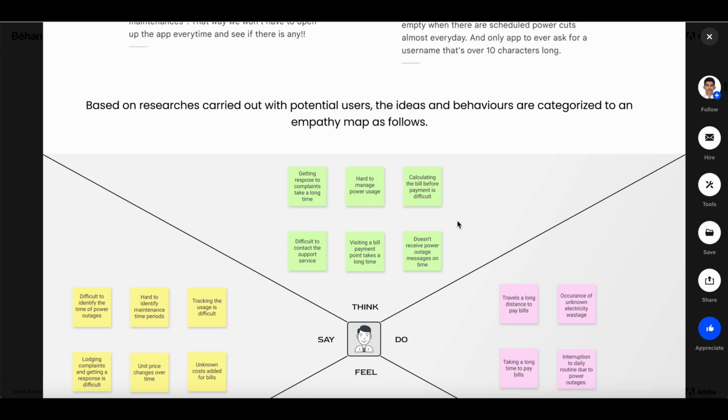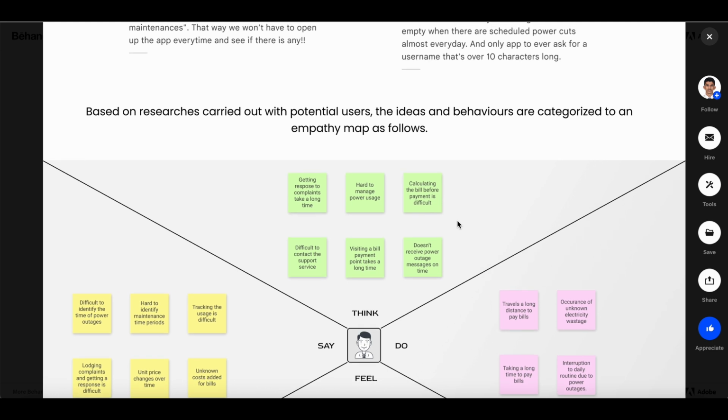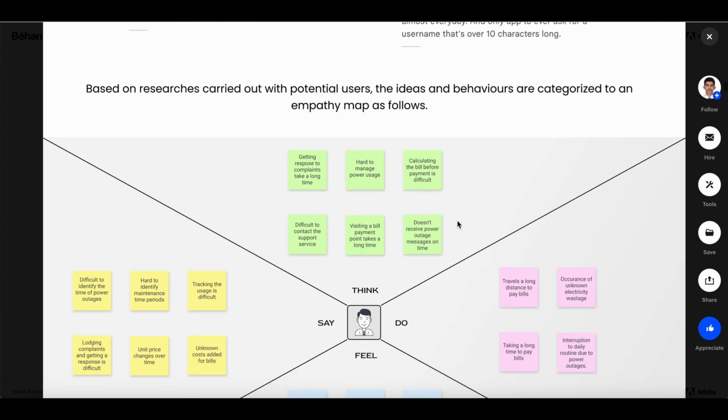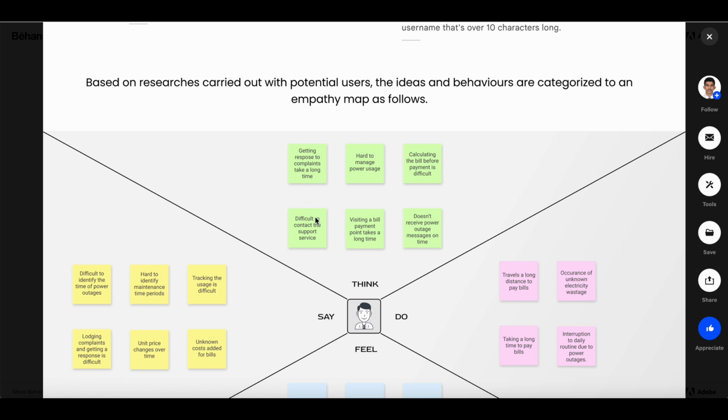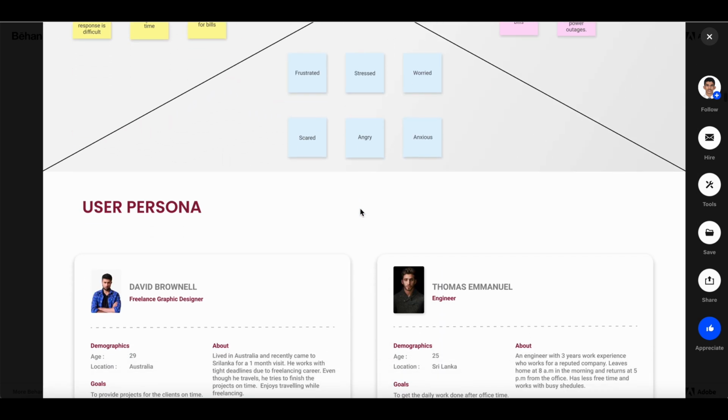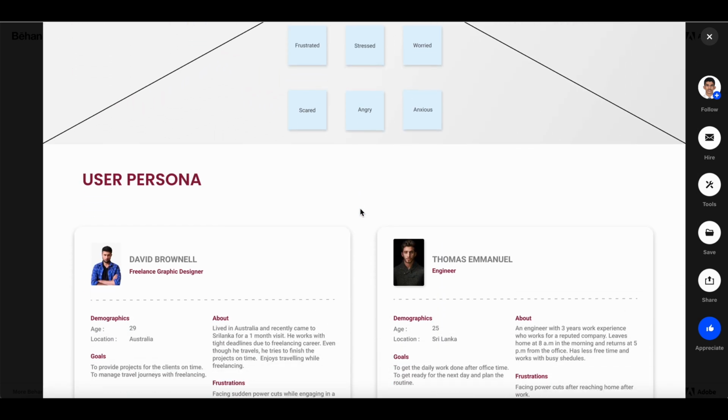Now, there are two ways of doing these kinds of research. The first method is you go to people, you talk to people, and you get the information, and then you create personas and these empathy maps. So he has taken that approach, and he has mentioned the stuff that he has gathered. Getting responses to complaints takes a long time, hard to manage power usage, and all these things are categorized. And then he has mentioned the user persona.